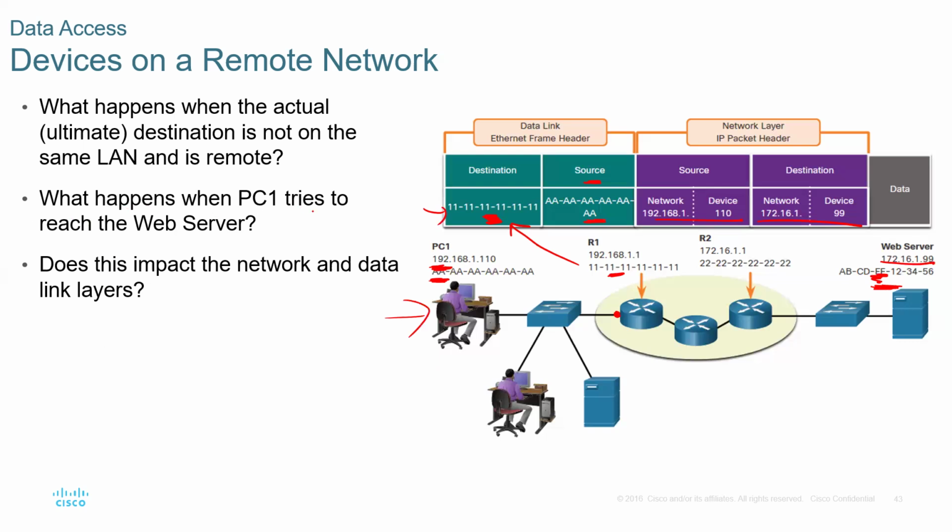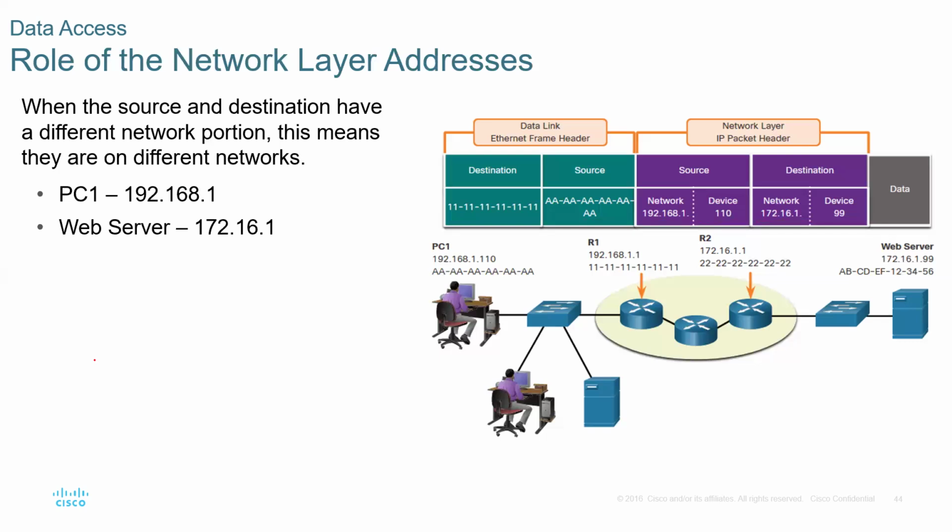What happens when the PC1 tries to reach the web server? Does this impact the network and the data link layers? Yes, the data link layers are impacted and I've already explained why. Now, the network layer addresses. When the source and destination have a different network portion, this means they are on different networks. That's the definition of remote.